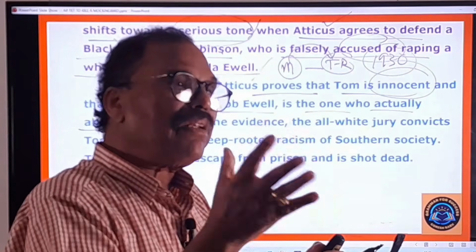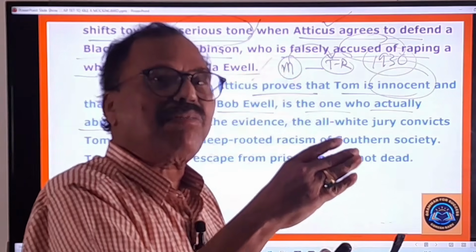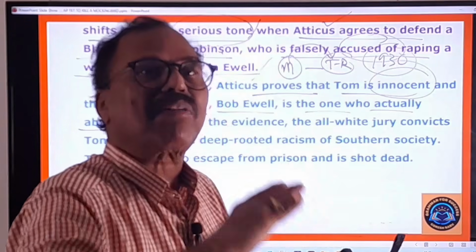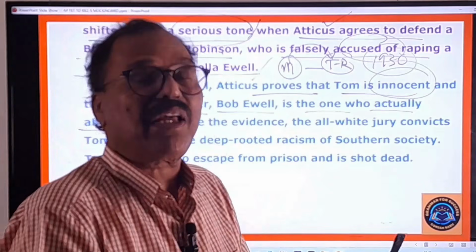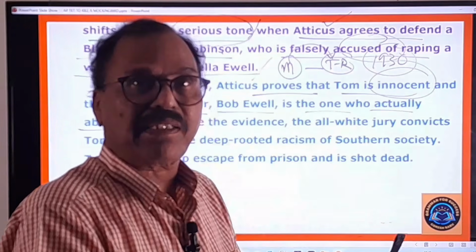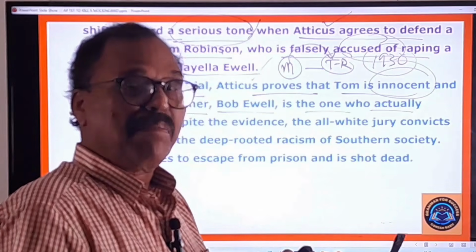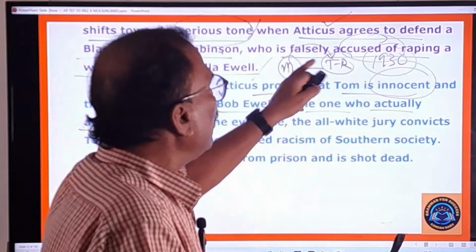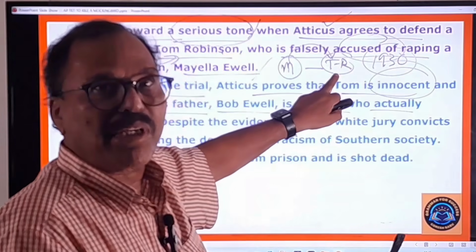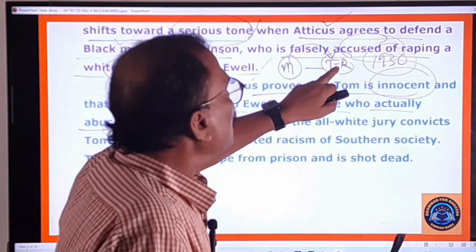There were so many taboos, and even white women were not allowed to look at black people or talk to black people or love black people. All such things were there in the society of the 1930s American South. But here, Mayella, a white woman, has fallen in love with Tom Robinson, a black man, and moreover she has tried to give a kiss to him.